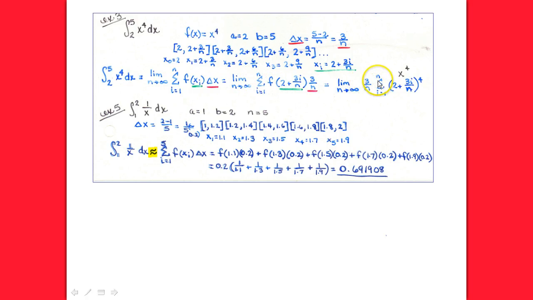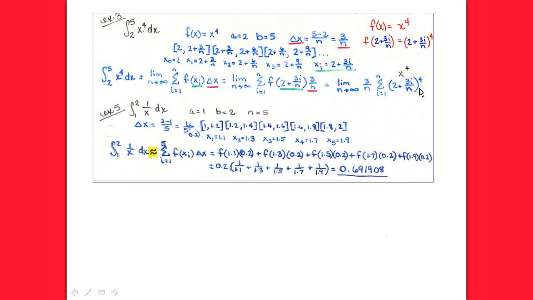So let's take that 3 over n and we've moved it out in front of our summation. All right. Now I need to do f of 2 plus 3i over n. If my function was f of x equals x to the 4th, if they say find f of 2 plus 3i over n, that means put 2 plus 3i over n in the place of x in that function. That would give me 2 plus 3i over n to the 4th.